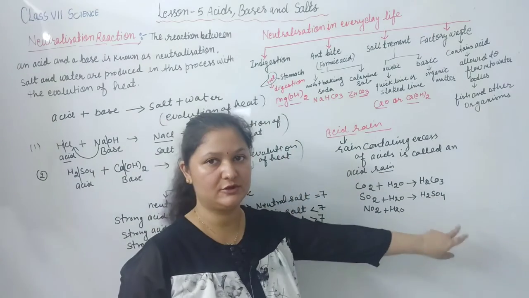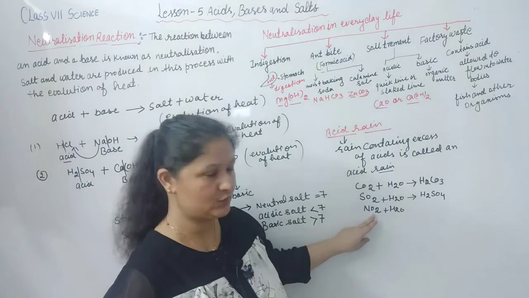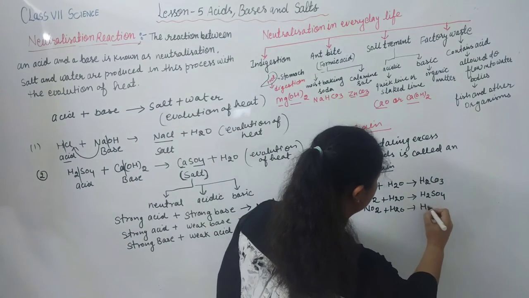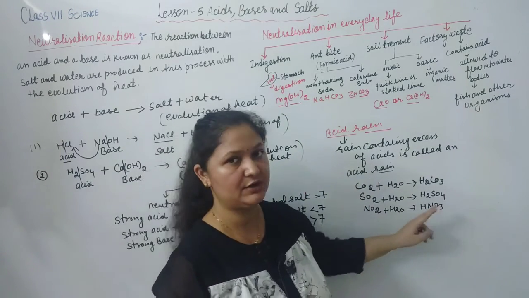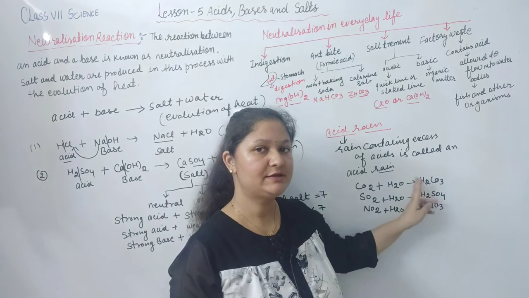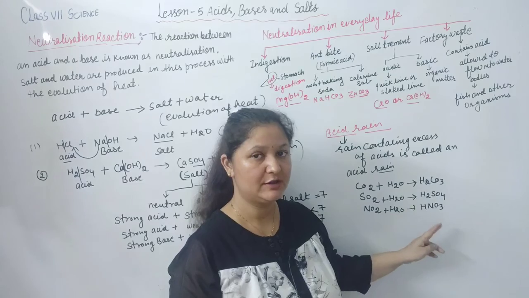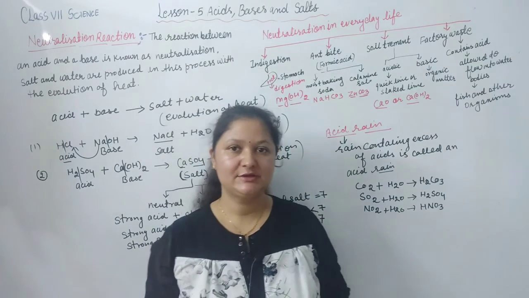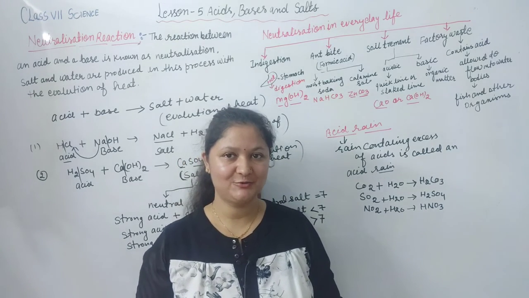This is the formula of sulfuric acid. And when nitrogen dioxide, di means 2, dissolves in water, it forms nitric acid, HNO3. This is the formula of nitric acid. And these acids can damage buildings, historical monuments, plants and animals. So students, this is all about this chapter. I hope you understood this well. Thank you.